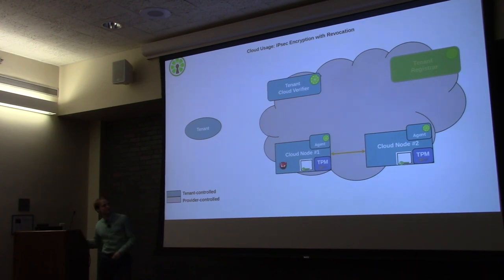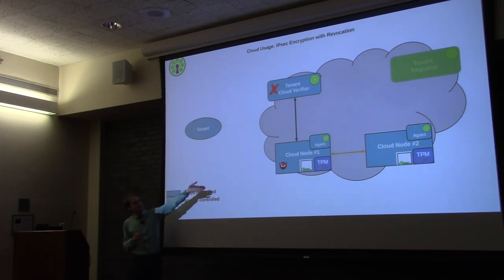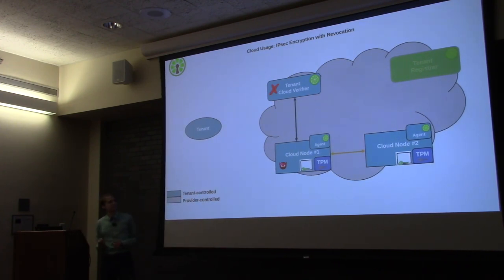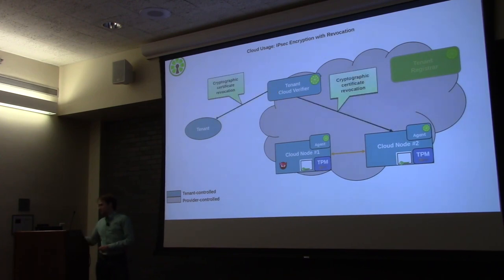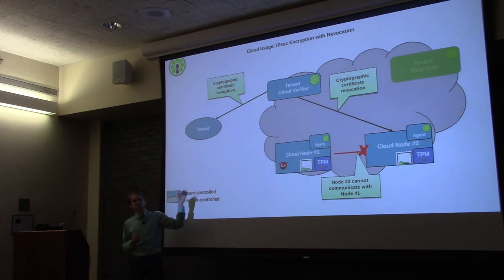And now let's say, for instance, that some malware starts running in node number 1 over here. So now when the verifier goes to check the integrity state of node number 1, it fails the integrity check. At that point in time, the verifier can send out revocation notices to everybody in the system, including the tenants and the other nodes that are listening on. So now cloud node number 2 knows that that's no longer a valid IPsec certificate, and it can isolate itself and refuse to communicate with node number 1. So it's been effectively isolated from the system, and it can't spread and do any damage to the rest of your system.